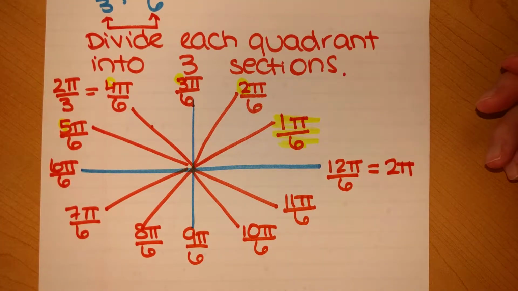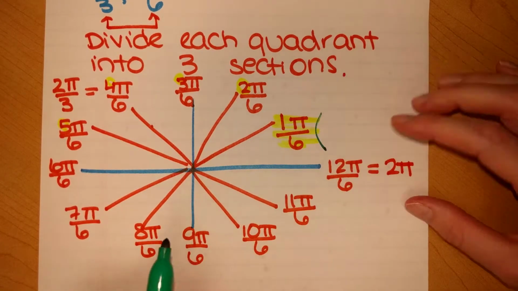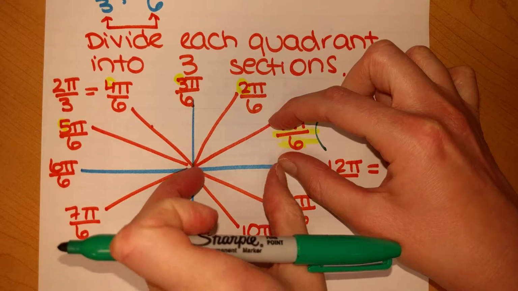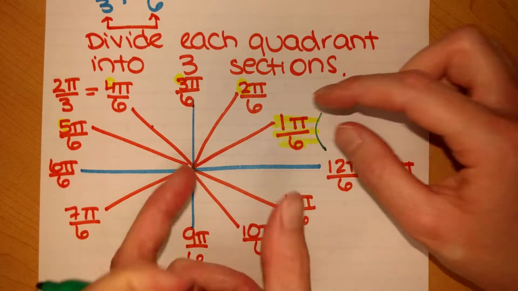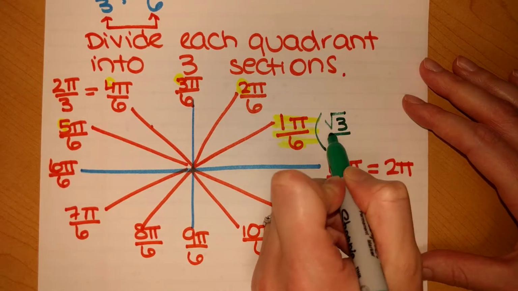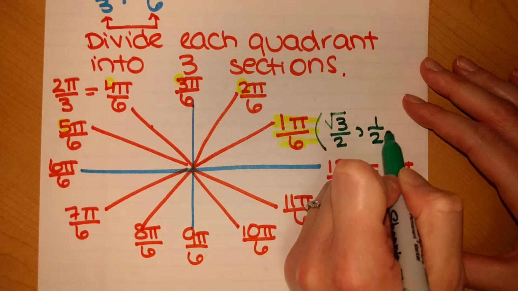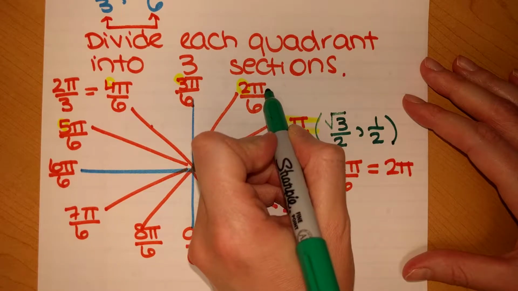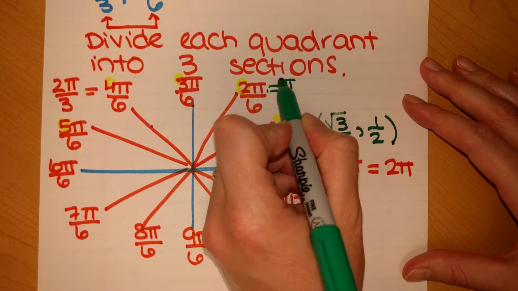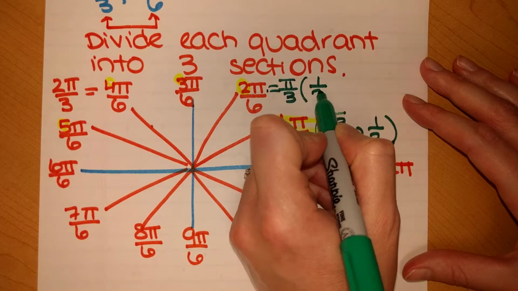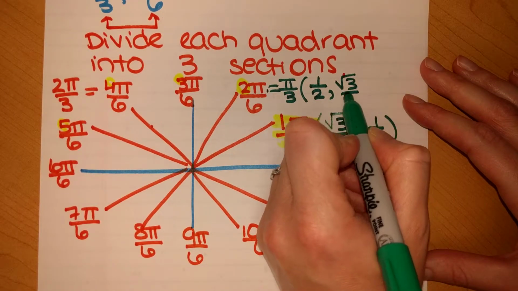Now, from there, you need to be aware of your 30, 60 degree angles. So pi over 6, remember this y distance is smaller than this x distance. So this will be square root of 3 over 2, 1/2. Then when we go to our 60 degree angle, which of course is the same as pi over 3, that will be 1/2, square root of 3 over 2.